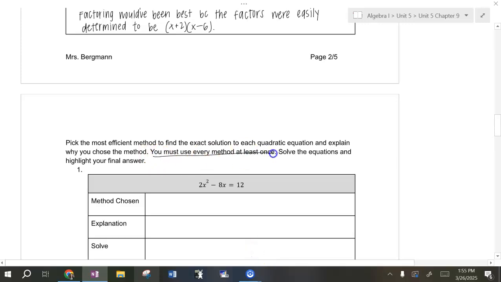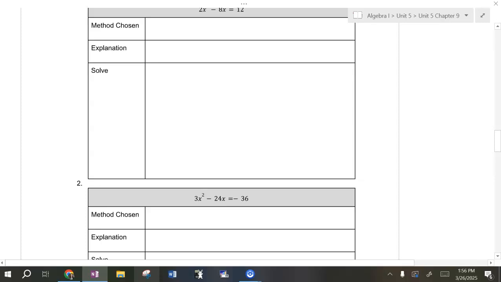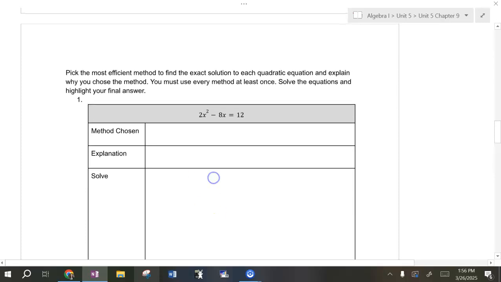You have to use every method at least once. So make sure you use all 5 methods, but there's 6 problems, so you're going to end up using one method twice. Tell me what method you're choosing, why you chose it, and then solve the question. Once you have the equation completely solved, circle or highlight your final answer, and then move on to the next question. This is your homework for your online day. You just have to finish up the next 6 problems, tell me the method, explanation, why you chose that, and solve it. And then once you're finished, save your work as a PDF and submit it on Schoology.